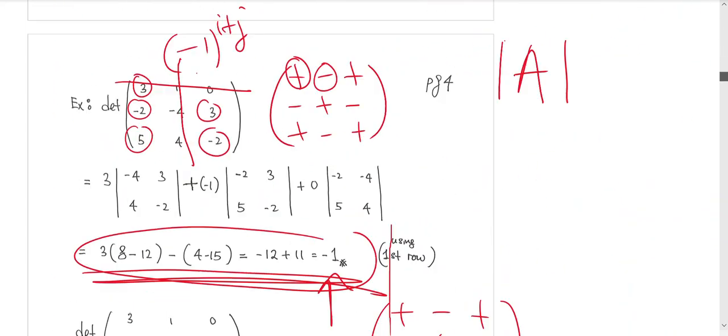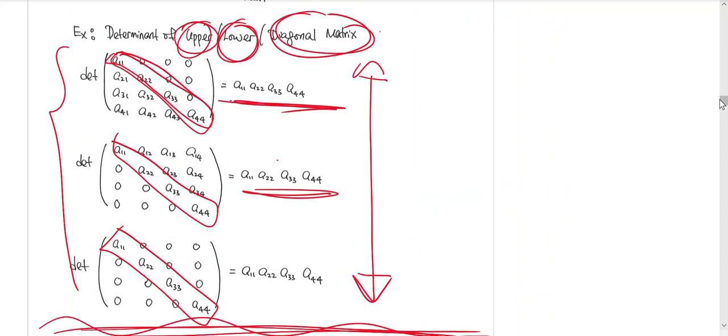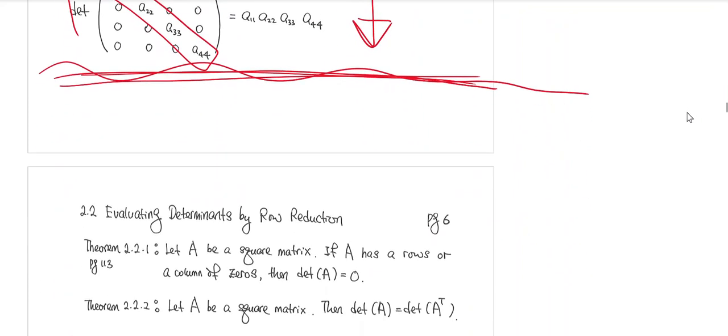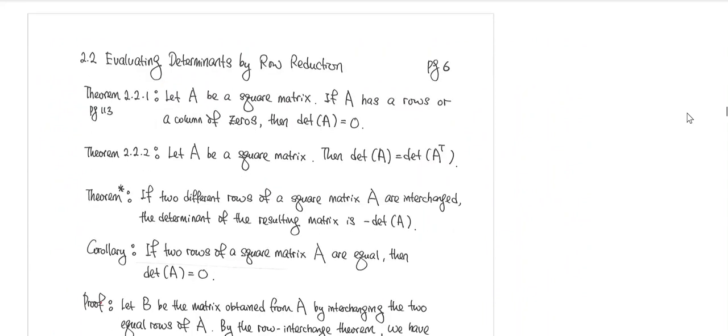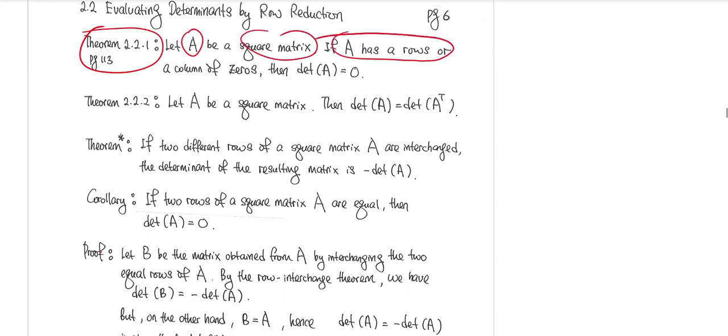Last time, the place that we stopped was looking at the determinants of special matrices, like the upper triangular, lower triangular, or diagonal matrices. Now we want to look at some special properties of matrices. Let's look at the first one here, which is given by Theorem 2.2.1. It says that if you have a square matrix A, and A has a row or a column of zeros, then the determinant will be equal to 0.